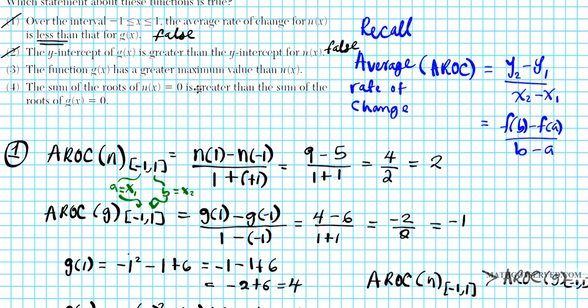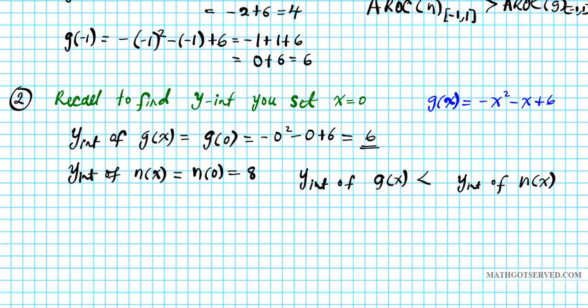It says the function g of x has a greater maximum value than n of x. All right, let's go ahead and compute the maximum value for g first. So g of x is the algebraic representation. There are two ways you can find the maximum value. Actually, there are more. But if I want to compute this algebraically, I can complete the square, or I can use the formula to compute this numerically. Okay, I'm going to be using the formula here.